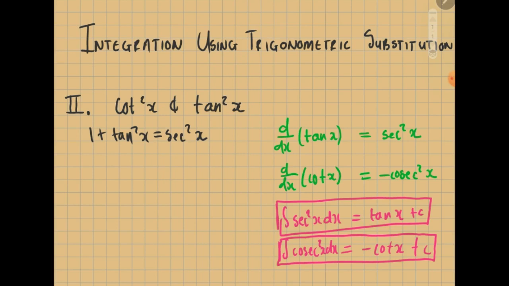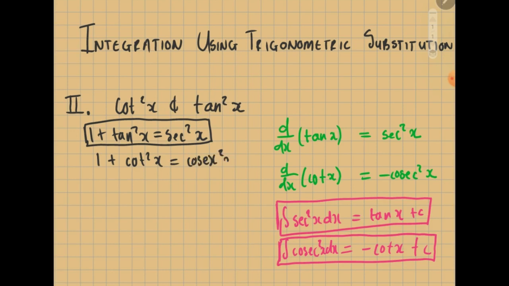That's identity number 1. Then identity number 2 is the same, but it's now for cot, and it changes to cosec. It says 1 plus cot squared x is equal to cosec squared x, and that's identity number 2. Oh, how nice and easy. Yeah, these are the identities we use. So therefore, if I have an integral of cot squared, I remember this identity: 1 plus cot squared is cosec squared.